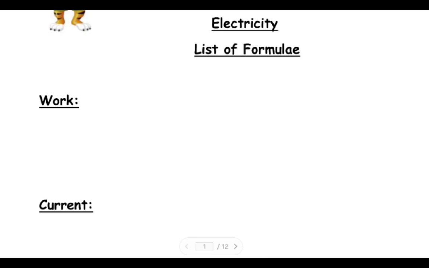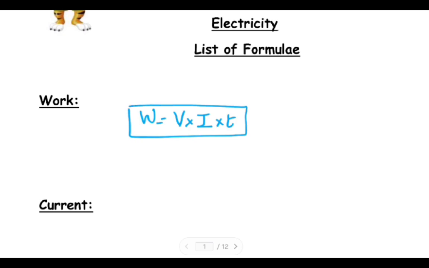Okay, the first one is work. Work is equal to voltage or the potential difference into the current into the time. Okay, and the unit of work is joules.